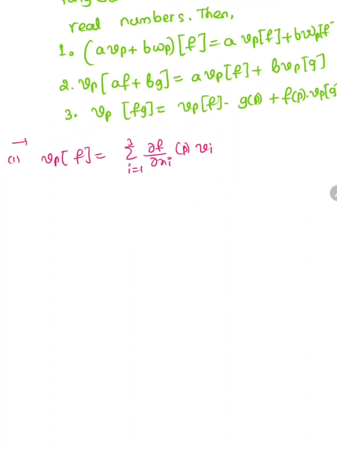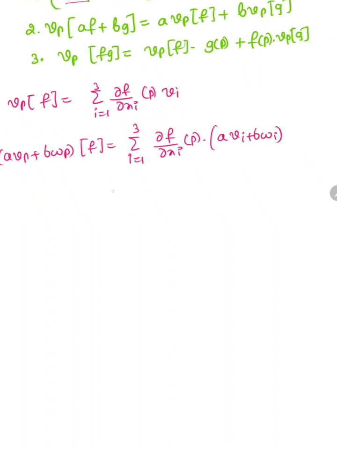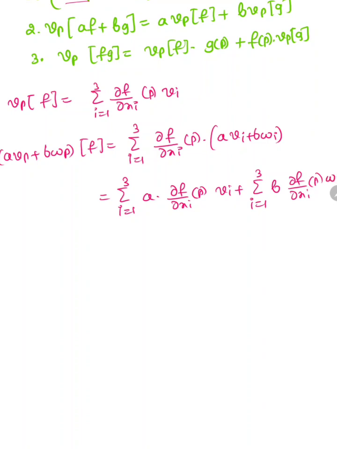Now applying the same for the first one. Instead of Vp, we are taking A Vp plus B Wp of f. This is equal to the summation i equal to 1 to 3 of dou f by dou xi at the point p, where instead of Vi we are having A Vi plus B Wi. So this can be rewritten as the summation i equal to 1 to 3 of A into dou f by dou xi at the point p into Vi plus the summation i equal to 1 to 3 of B dou f by dou xi at the point p into Wi.